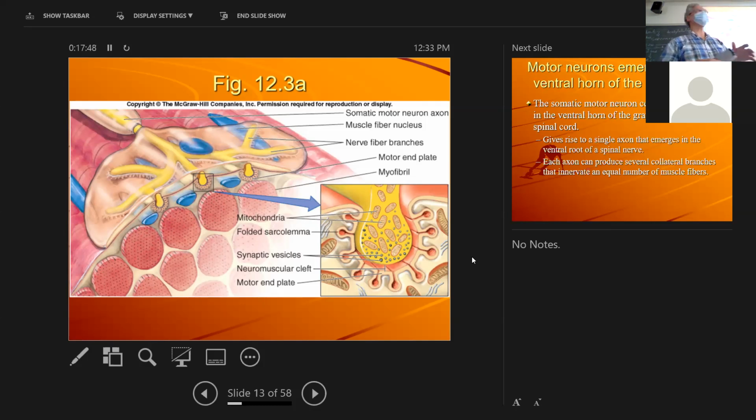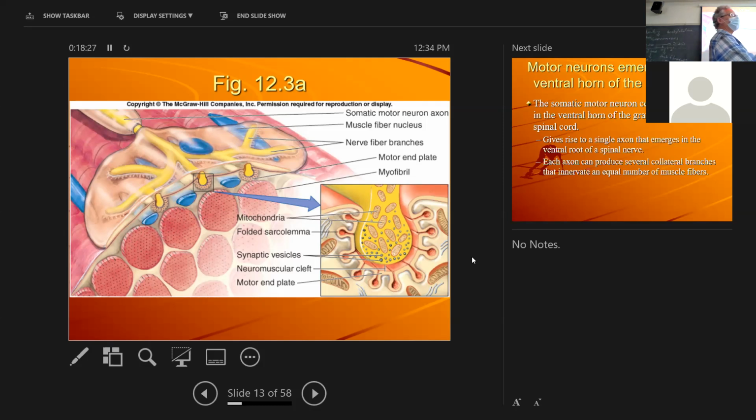When an action potential arrives at this motor neuron terminus, voltage-gated calcium channels open, calcium enters, and it induces exocytosis of these synaptic vesicles. These synaptic vesicles will fuse with the membrane and release their payload of acetylcholine, and the synaptic cleft, or neuromuscular cleft, will fill with acetylcholine.